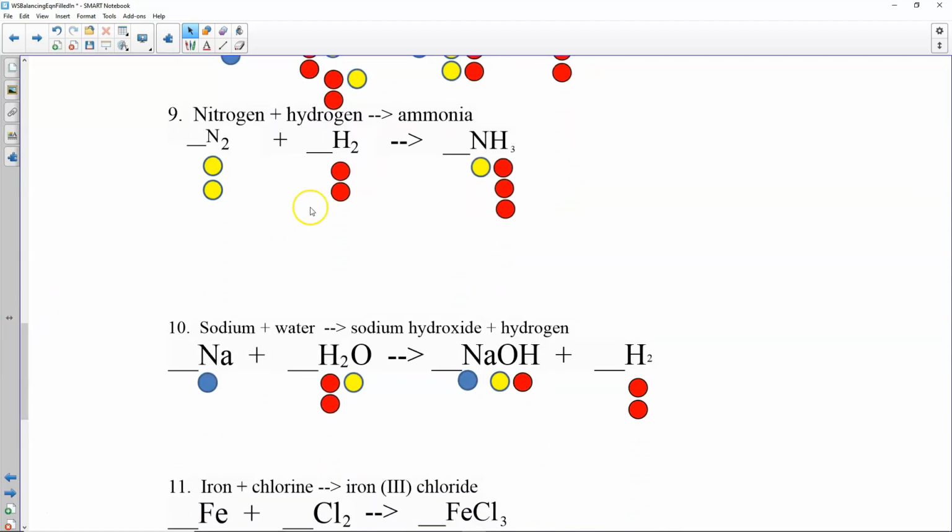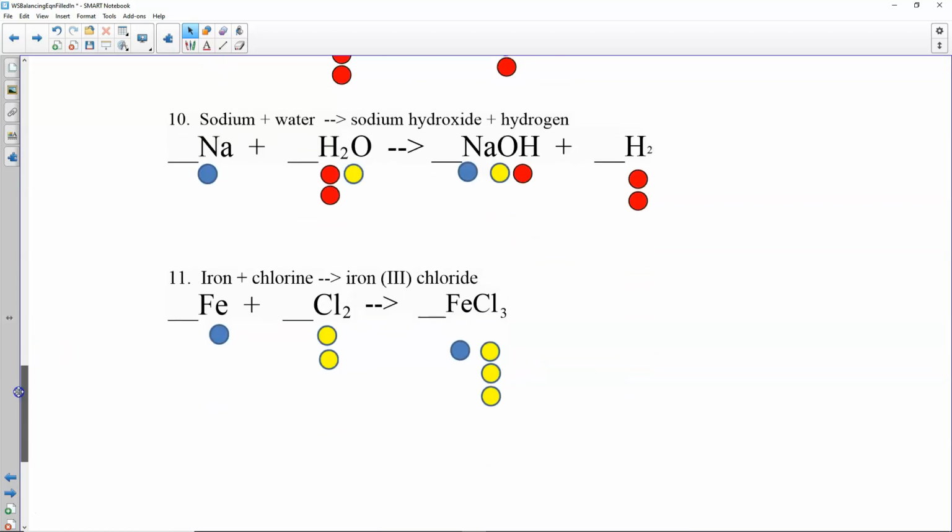Nitrogen plus hydrogen goes to something called ammonia, which has the formula NH3. First thing which looks not balanced to me is for nitrogen, so yellow dots. So let's put some more NH3 there. Next thing which is not balanced is for hydrogen. We've got 6 on the right, 2 on the left, so let's put some more hydrogen there. That's now balanced.